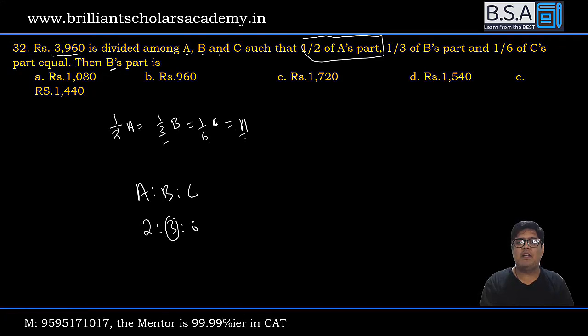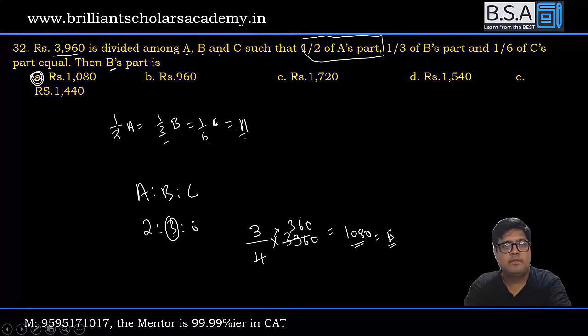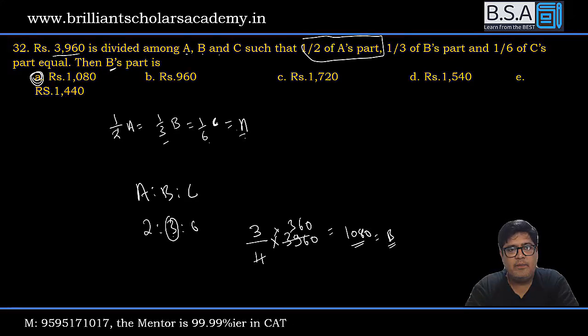What do you want? Money for B. What is B getting? B is getting 3 parts out of 11. What is the total money given? 3960. So cancel, 3 times it is 33, 6 times it is 66 and 0. What is 3 into 360? 1080 is the share of B. Whenever numbers are in the denominator, that itself is the ratio. Denominator itself is the ratio. Confirm, done.